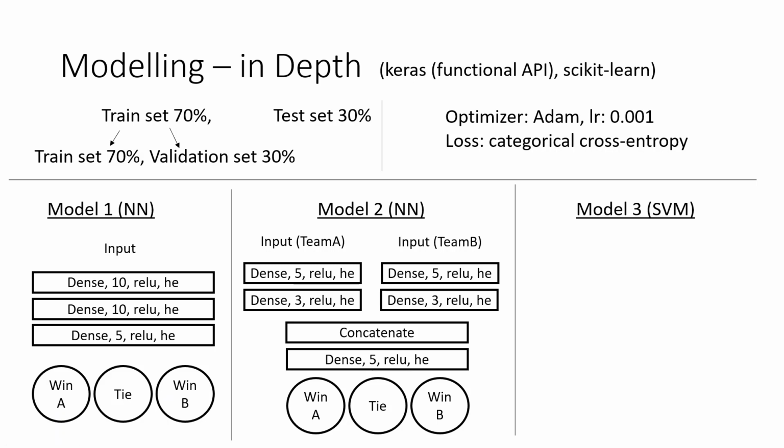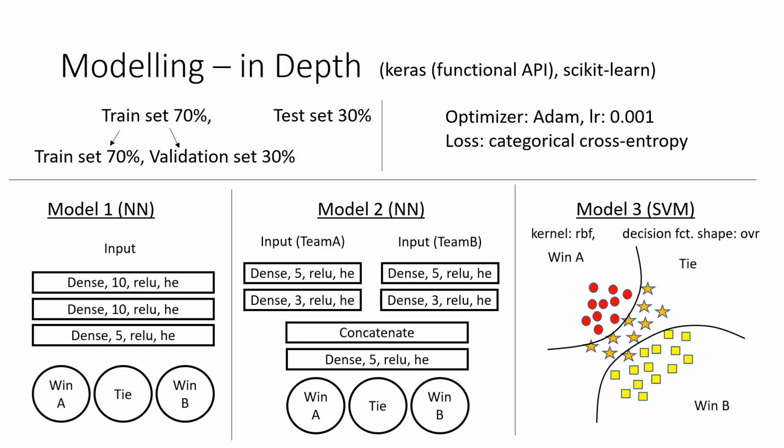So I had 2 inputs, 1 input for team A, 1 input for team B. There I concatenated the team vectors, gave them into another hidden layer, and the prediction layer again down here. And the support vector machine, okay, this is a very easy visualization of it.